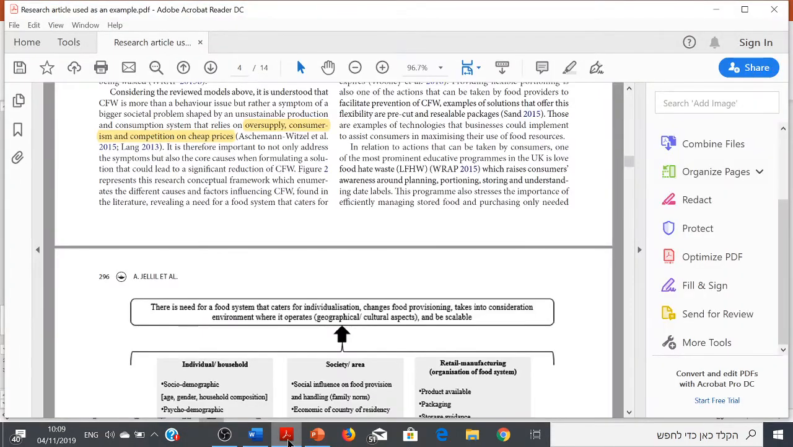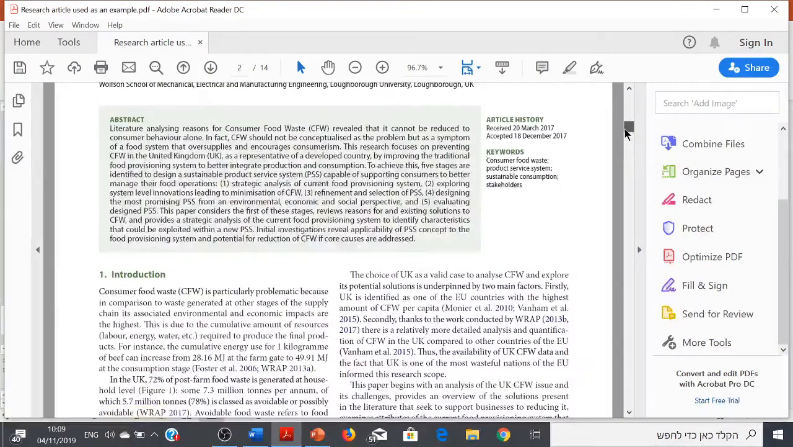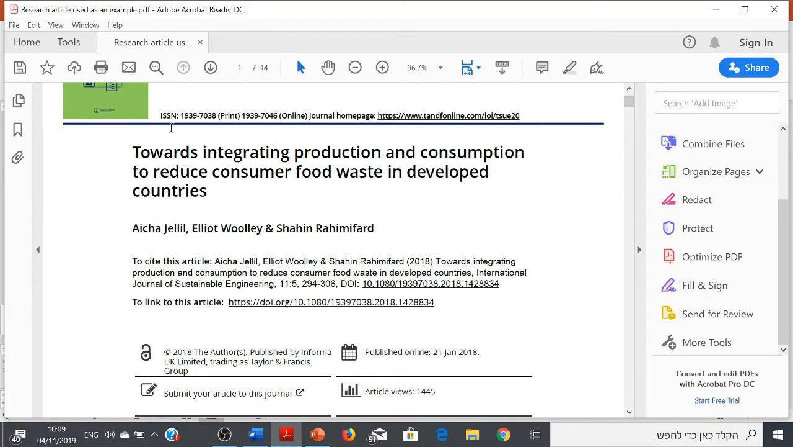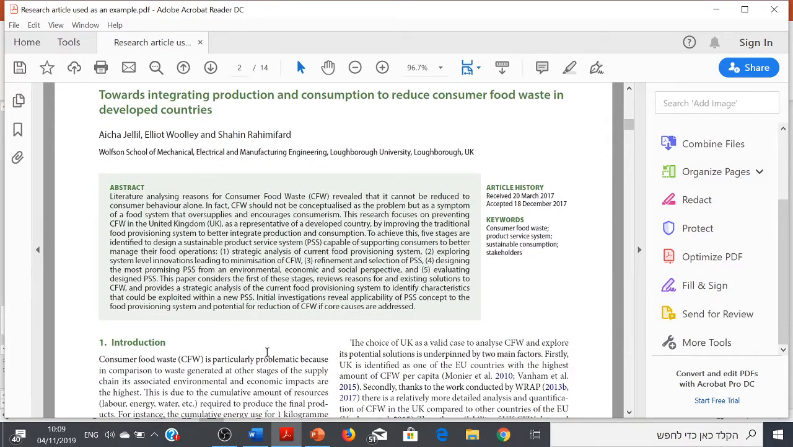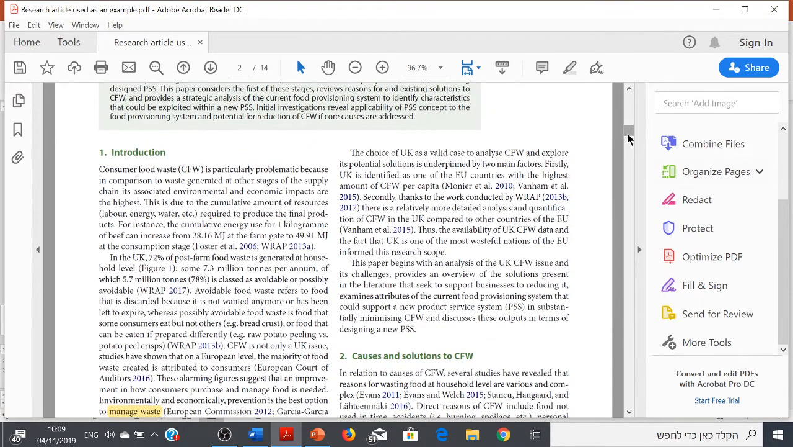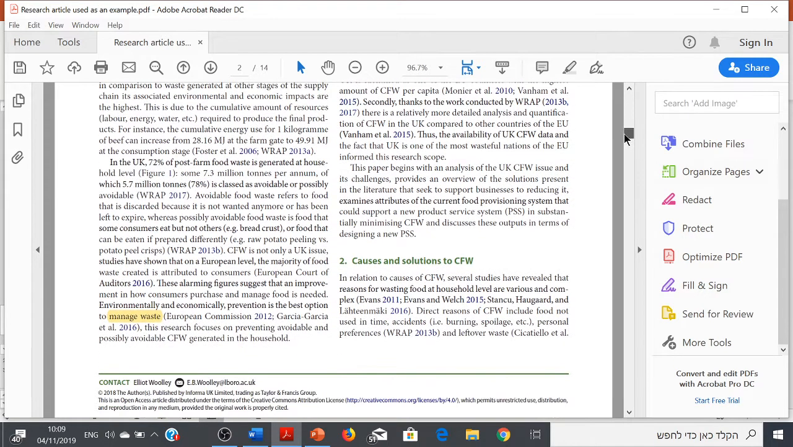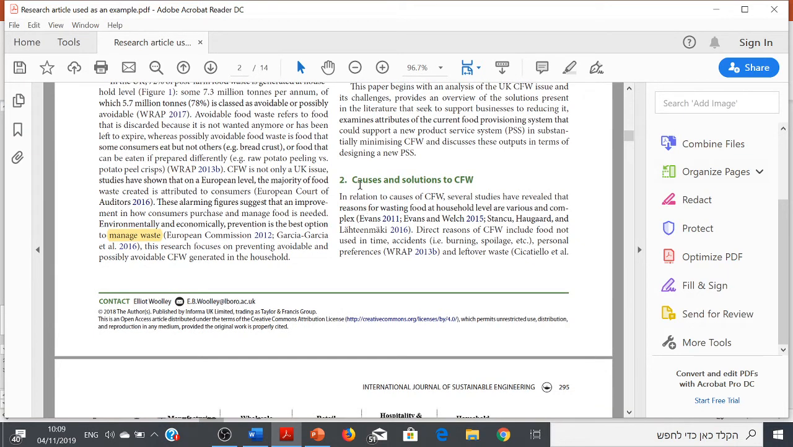Now, I have an article which I will share a link to in the description to this video. So, the title of this article is Towards Integrating Production and Consumption to Reduce Consumer Food Waste in Developed Countries. Okay, so I'll take my 15 minutes to pre-read. So I read the title, and then if I scroll down, there's an abstract. So I should also read the abstract. And if I still have time, I would look at section headings. So the first one is introduction, typical of research articles. And the second one is entitled Causes and Solutions to CFW, which stands for Consumer Food Waste.